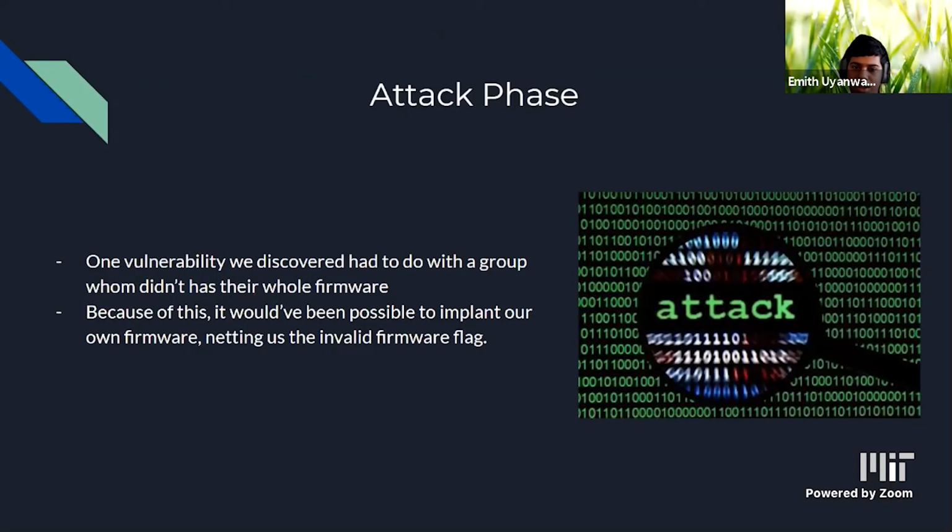Okay, so for our attack phase, one vulnerability that we discovered had to do with a group who didn't have their home firmware hashed. I believe that's a typo, sorry about that. Because of this, it would have been possible to implant our own firmware, which would have netted us the invalid firmware flag.